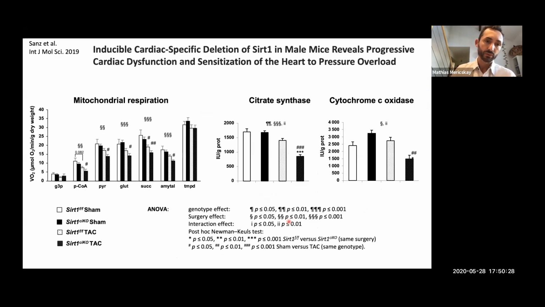Sorry, I just finish with that. Also in terms of mitochondrial respiration, TAC by itself is inducing an alteration of the mitochondrial oxidative capacities, but it is further increased by SIRT1 depletion in the context of TAC at the level of the use of palmitoyl-CoA, pyruvate, for instance, or other compounds such as succinate, which stimulate complex 2 respiration. And there is also a decline in citrate synthase activity and to some extent in cytochrome C oxidase.